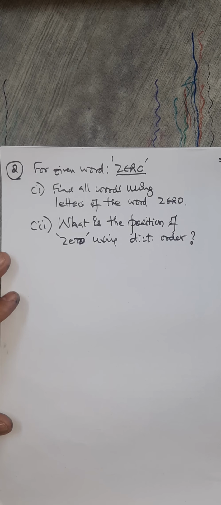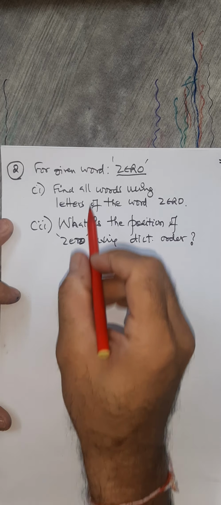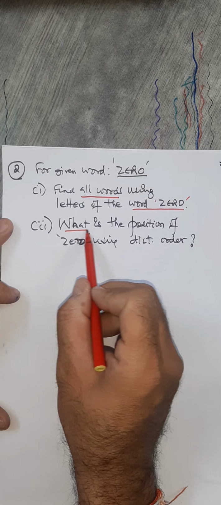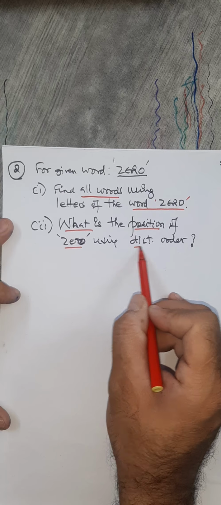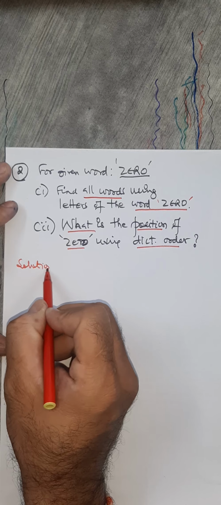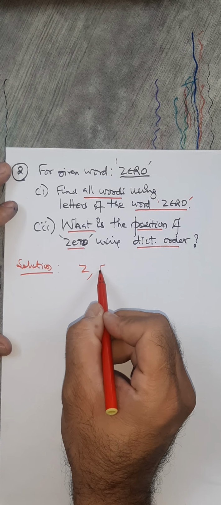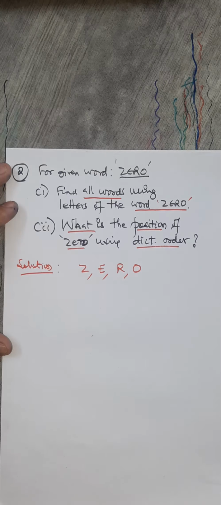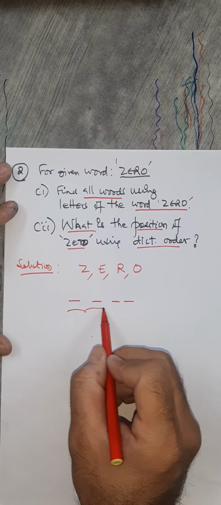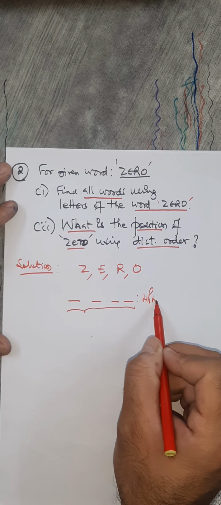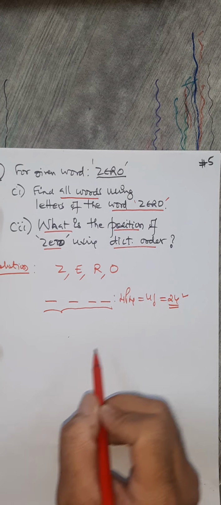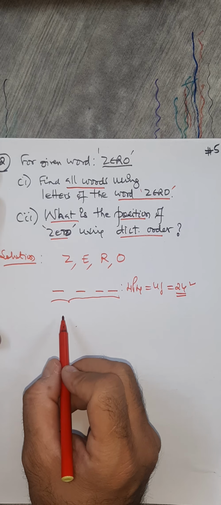Okay. So like the previous question, there are 2 questions. Find all words that can be formed using the word zero, and what's the position of the word zero as per dictionary order. Okay, so in the solution here, how many words can be formed? Z, E, R, O. So there are 4 letters, 4 positions and 4 letters. Right. So this can be done in how many ways? 4P4. That's 4 factorial, which is nothing but 24. 24 words can be formed using all the letters of the word zero.